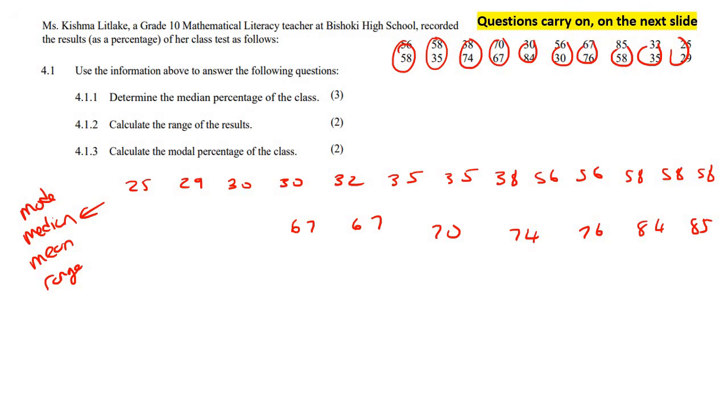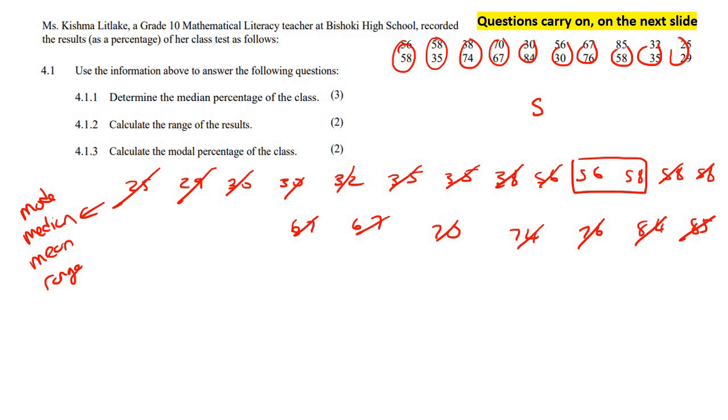Now it says determine the median. So the median is the halfway number. So I just scratch out from start to finish. 1 from the beginning, 1 from the end. And I keep doing that. And then when you've got 2 left over like this, you just add them together and then you divide by 2. And that will be 57. So that's 57.